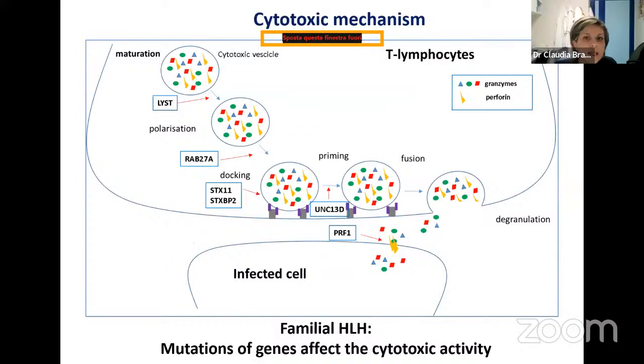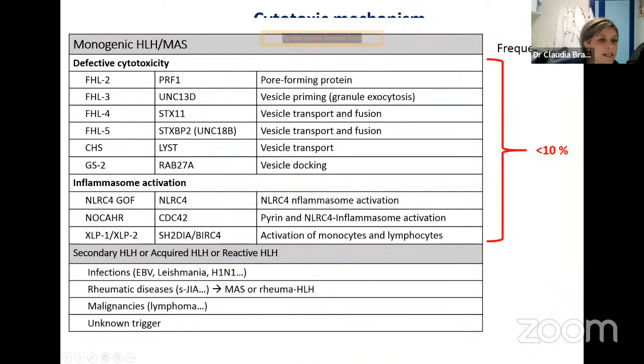So in familial HLH, the cytotoxic mechanism can be impaired at different levels. It depends on which genes are involved in the disease. And so here is the list of genes that are usually involved in monogenic HLH. The first genes are involved in the familial form of HLH, but we also have some genes that are involved in different forms of HLH or recurrent HLH related to inflammasome activation.